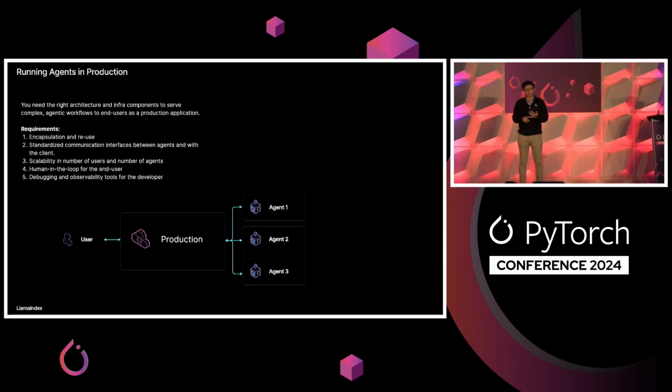It needs to be scalable, so you can add more agents and they can all communicate with each other. There needs to be a standardized communication protocol, and there ideally should be support for services like human in the loop, streaming, rewind, undo, state management, and also debugging and observability.